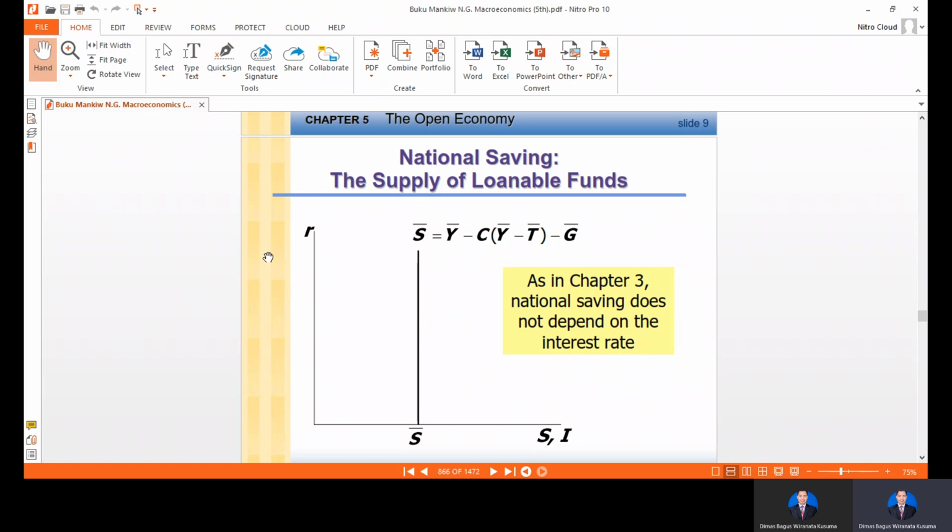So here we draw it as vertical, because the amount of saving is not related to the interest rate. Saving only depends on the amount of income or output produced by a country, and the extent of consumption and government spending on domestic goods, which are not related to the interest rate.